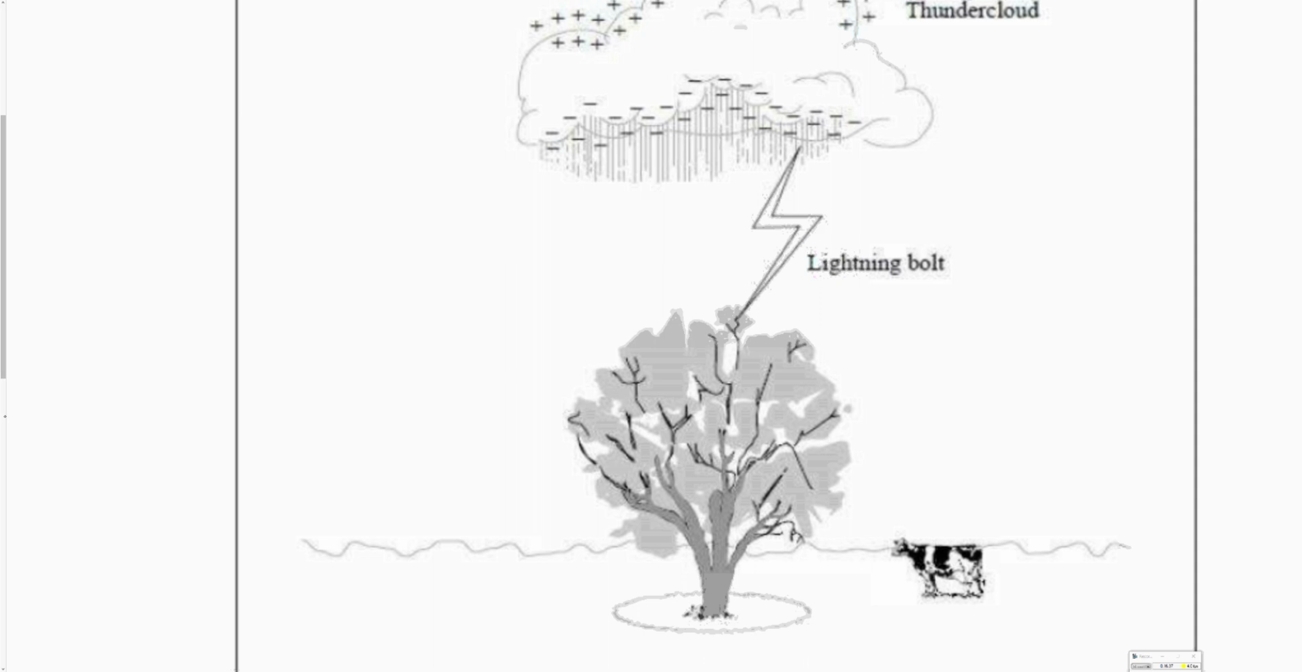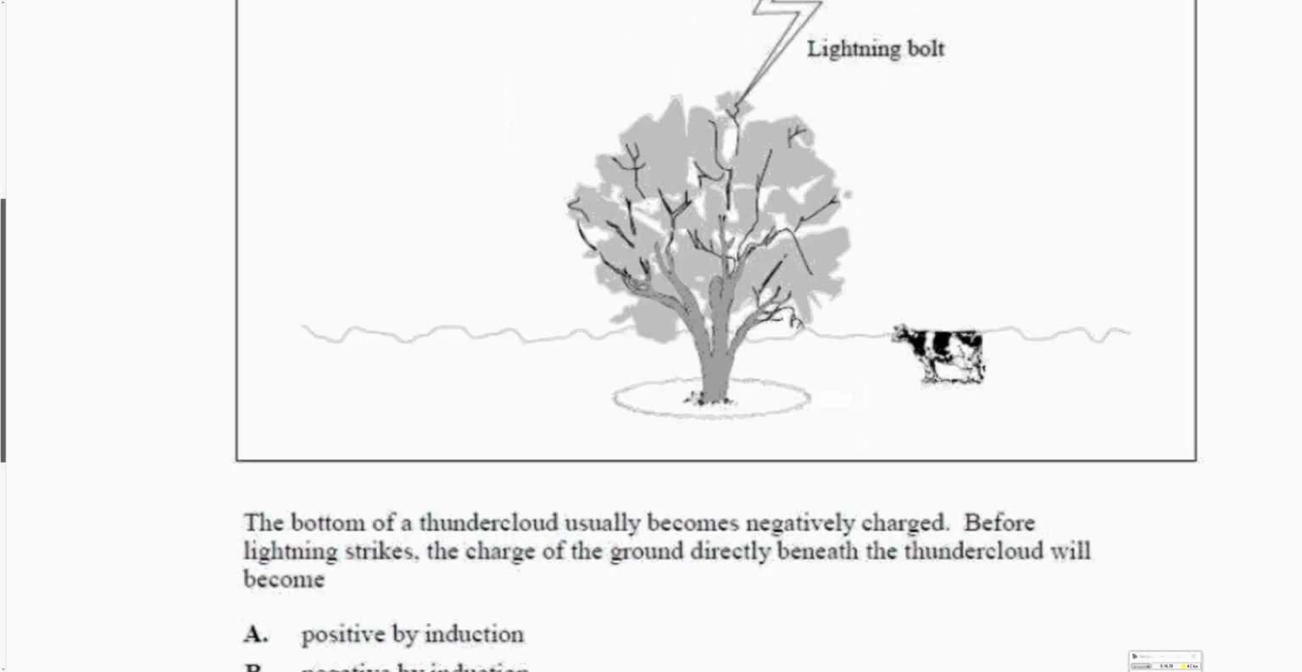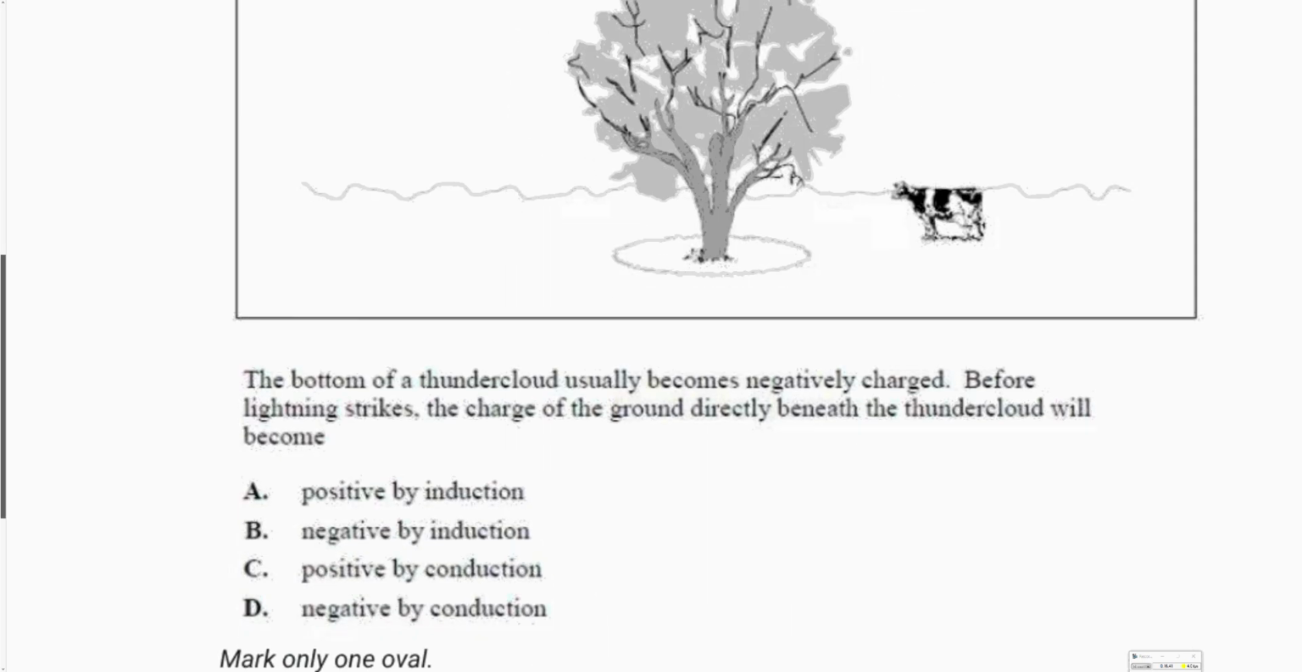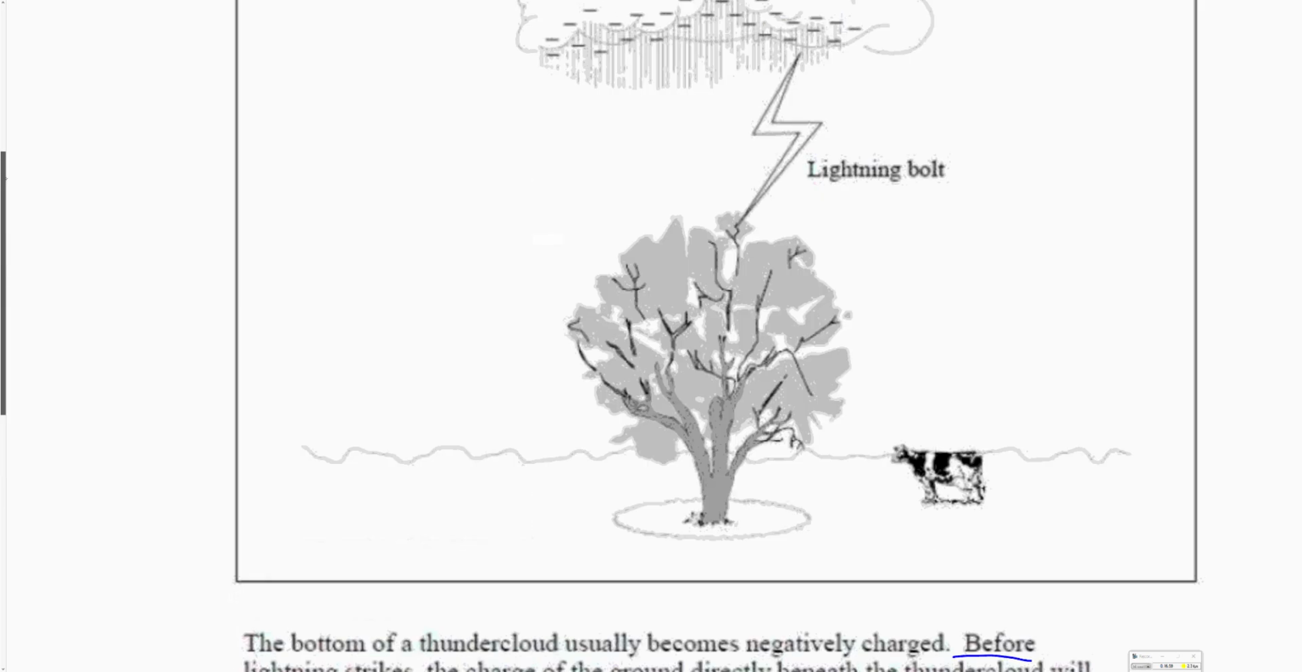What's the question asking me here? It says, the bottom of a thundercloud usually becomes negatively charged. It can become positive, but usually negative. Before the lightning strikes, the charge on the ground directly beneath the thundercloud will become what? Before charge is transferred, what's going to happen to the ground here?